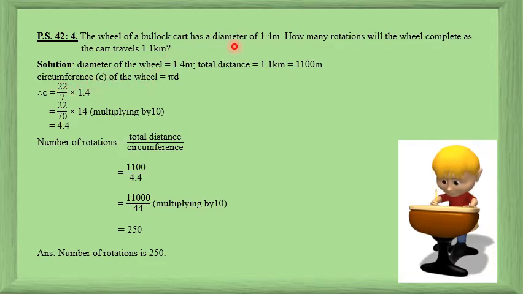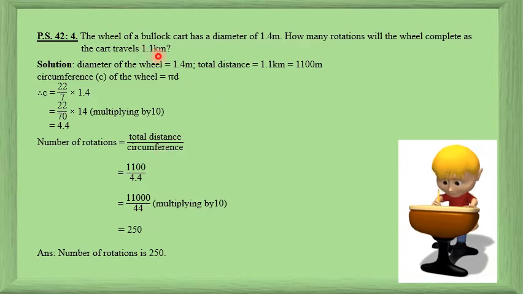What is given here? Diameter is given. So, you use the formula circumference C is equal to pi d. Substitute pi, substitute diameter, and you get your circumference as 4.4. Now as we just discussed, number of rotations would be equal to total distance divided by the circumference. So what is the total distance?